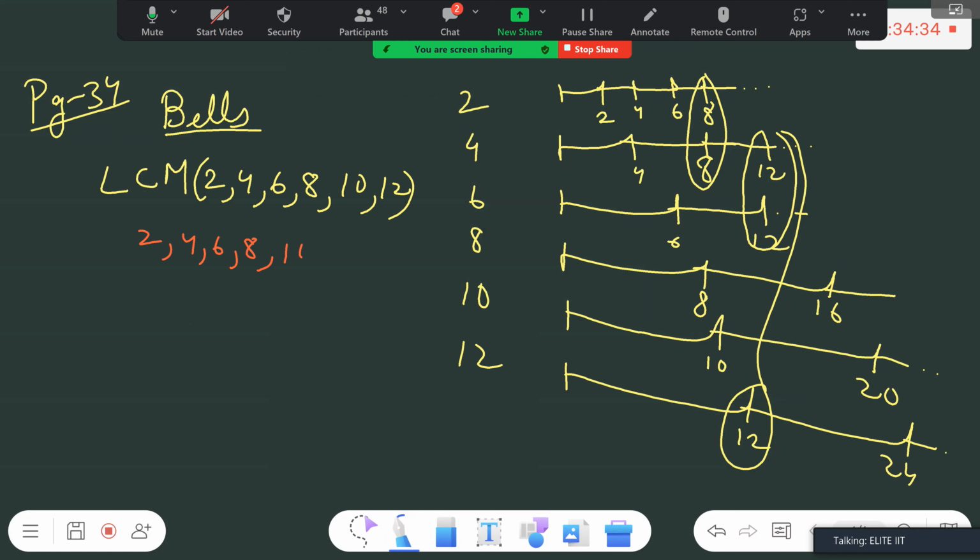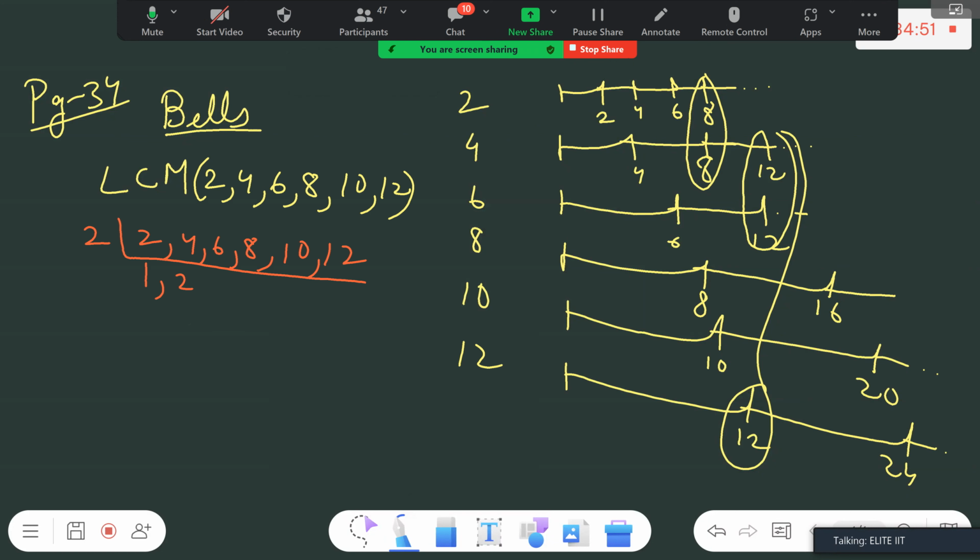2, 4, 6, 8, 10, 12. Let us check with 2. Can you divide at least 2 numbers of them by 2? Yes, sir. Yes, we can divide. You can divide actually all of them by 2. 2 ones are 2. 2 twos are 4. 2 threes are 6. 2 fours are 8. 2 fives are 10.